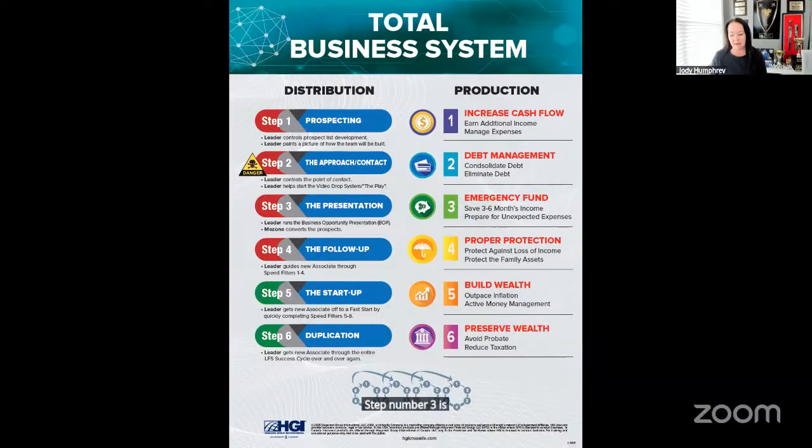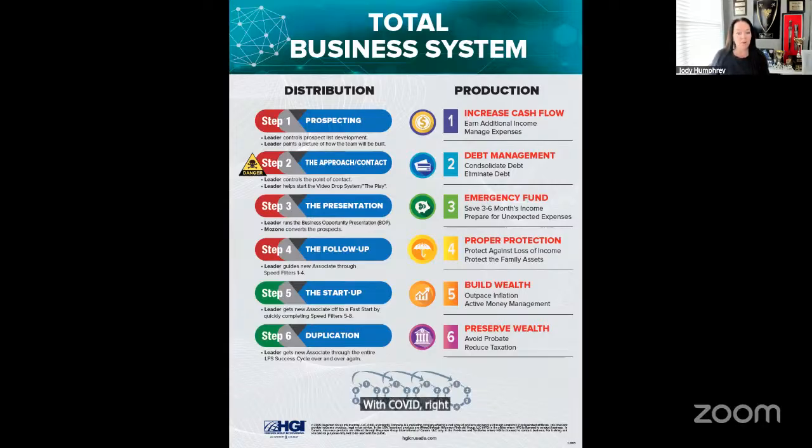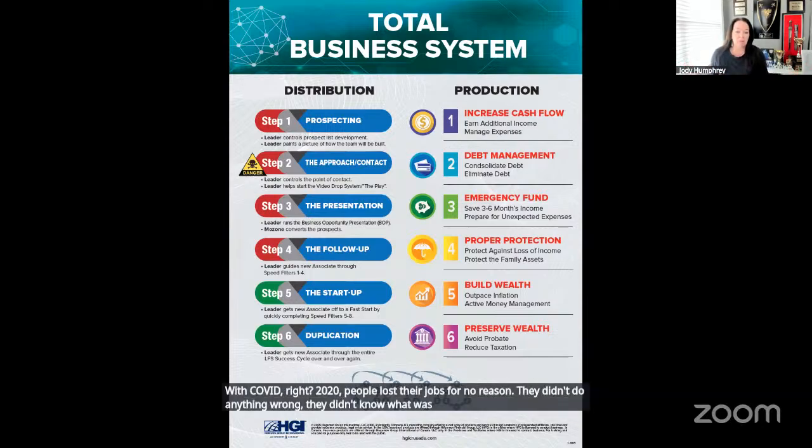I think the biggest aha moment for most people, at least recently, was COVID, right? I think 2008 we could talk about emergency fund, but that was for everyone. But with COVID, 2020, people lost their jobs for no reason. They didn't do anything wrong. They didn't know what was going on, but they also weren't prepared.